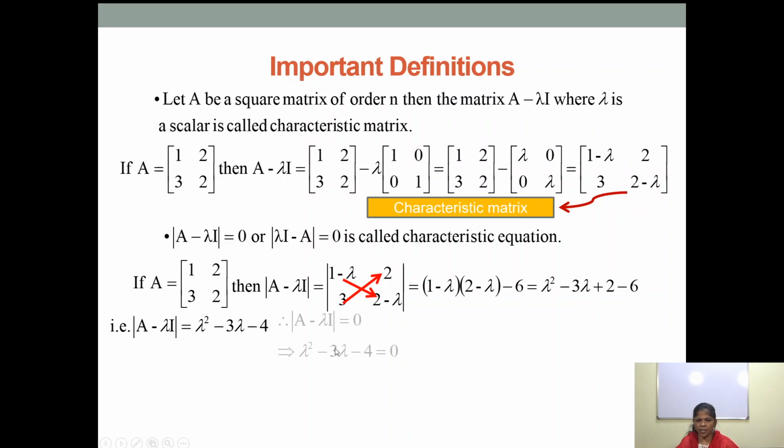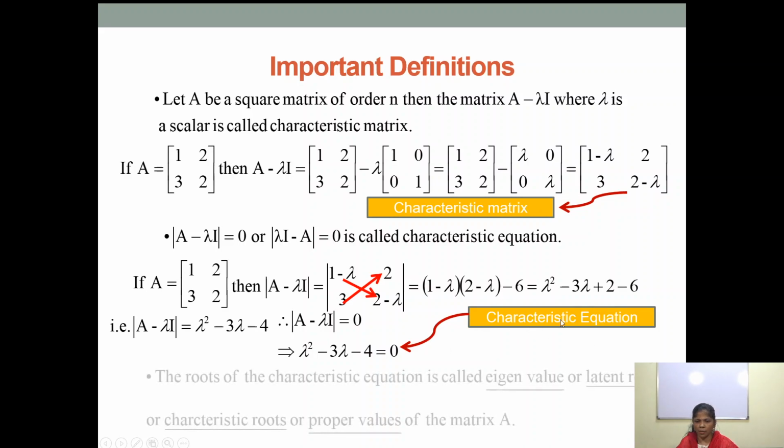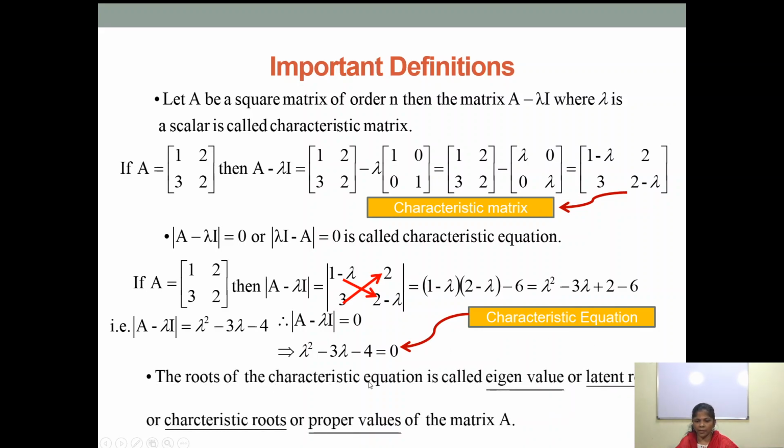The characteristic equation is determinant of A minus lambda I equal to 0, so lambda square minus 3 lambda minus 4 equal to 0. This is called the characteristic equation. The roots of the characteristic equation are called eigenvalues, or latent roots, or characteristic roots, or proper values of the matrix A. So what is meant by eigenvalue? The roots of the characteristic equation. What will be the roots? They will be nothing but the values of lambda, so that's why we take lambda to denote the eigenvalue.